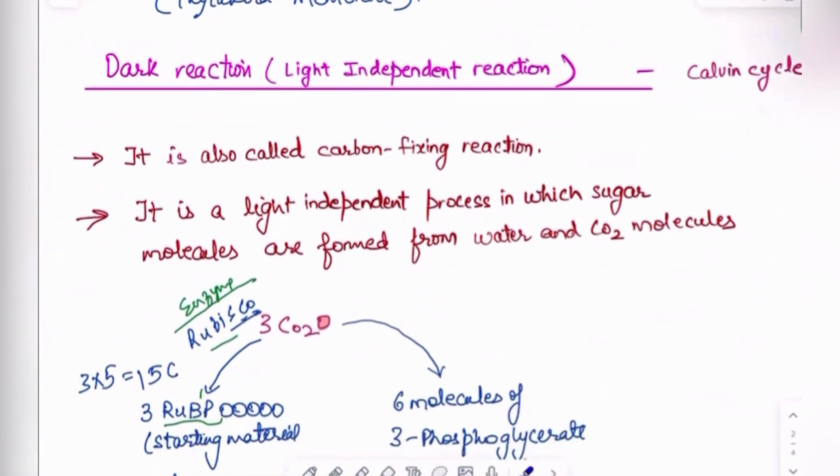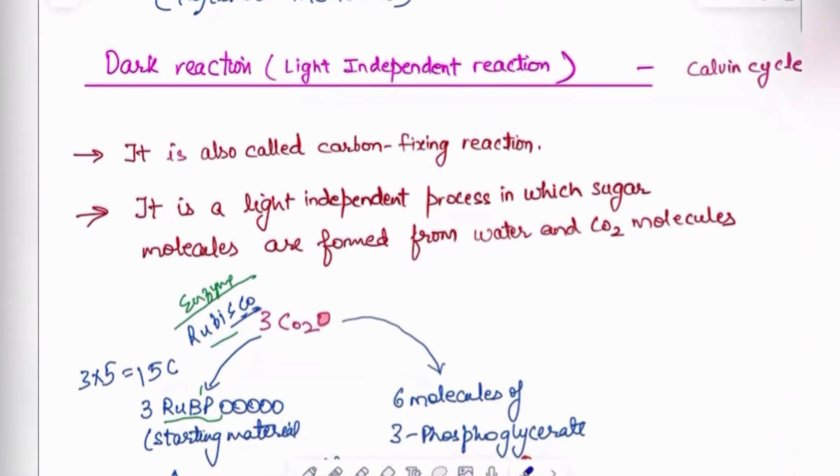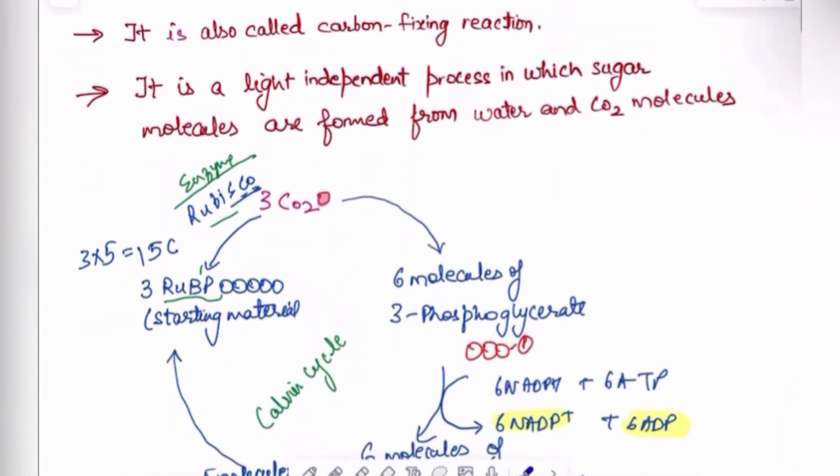Next is the dark reaction, which is the light independent reaction. Dark reaction is also called the carbon fixing reaction. It is a light independent process in which sugar molecules are formed from water and CO2. In this reaction, the NADPH and ATP, which were formed during the day, are utilized. 3 carbon dioxide molecules from the atmosphere are fixed by the help of the enzyme Rubisco.